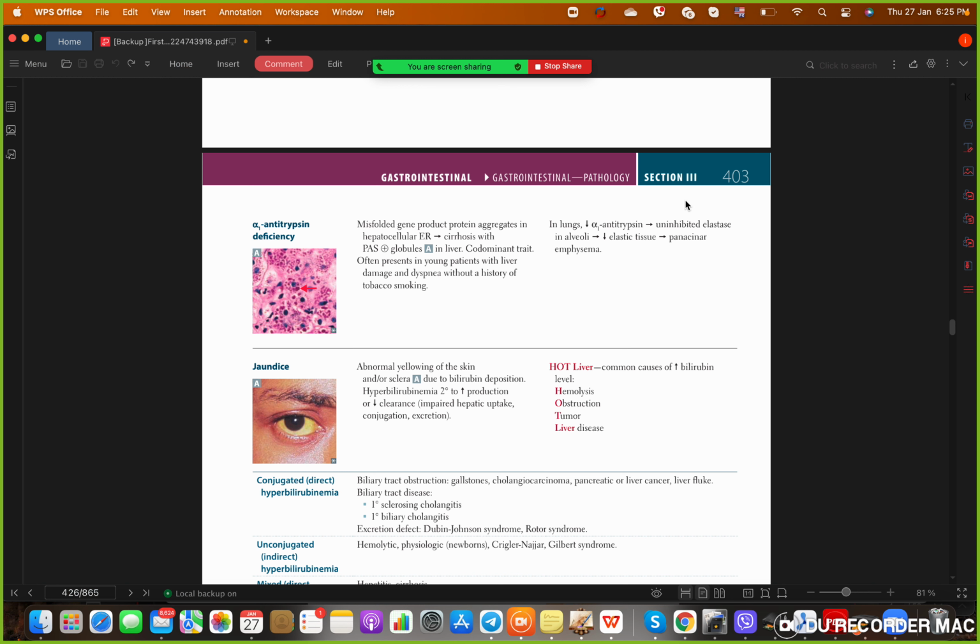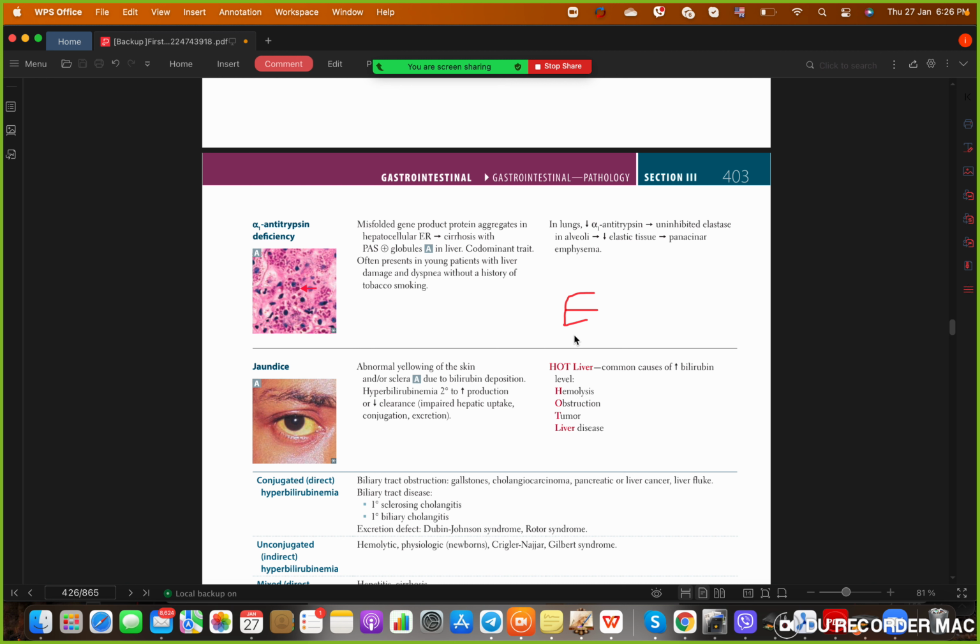Okay. So they say, codominant trait often presents in a young patient with liver damage and dyspnea without history of tobacco smoking. So yeah, he does not smoke tobacco, but regardless, he has this really bad lung issue. Which lung issue? It's something called emphysema. Okay? So in the lungs, a decrease in the alpha-1 antitrypsin, which is a protease, will lead to uninhibited elastase in the alveoli. Again, why? Well, elastase is an enzyme.